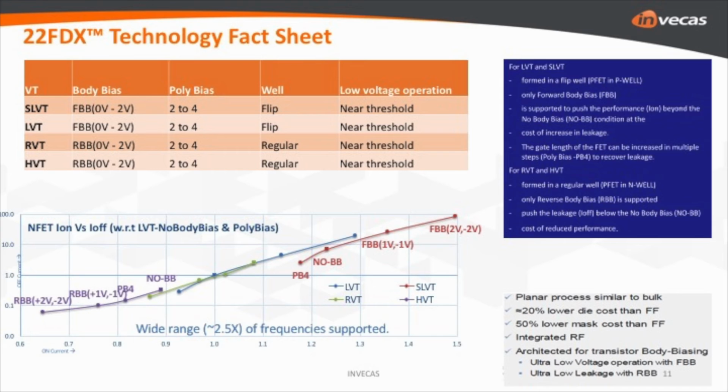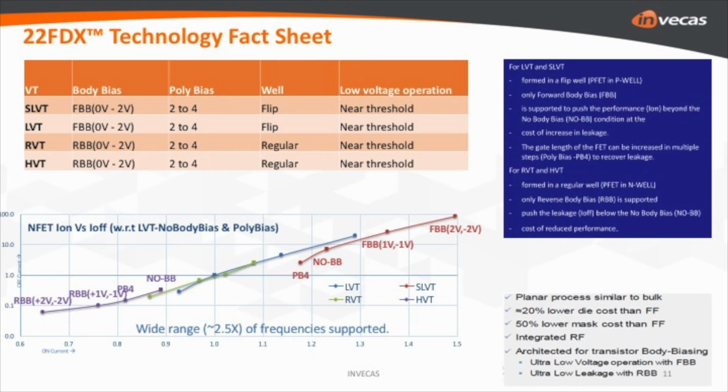For LVT and SVT, both are formed in flip well, where PFET is in P well. Only forward body biasing is possible for these devices. These are supported to push the performance, that is the Ion, the on current, beyond the no body bias or no BB conditions, at the cost of increase in leakage. This is a trade-off where if we need high performance, we have to compromise a bit on leakage, but that's totally acceptable.